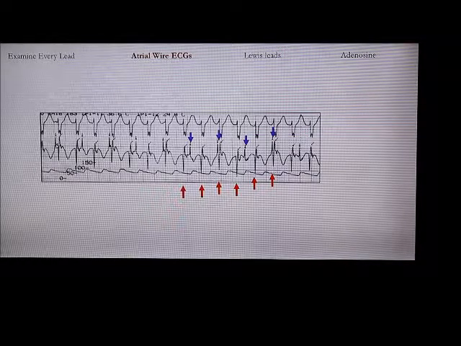So which one is the A? Which one is the V? I just go to the surface. So here in the surface, this is the QRS. This is the QRS, this is the QRS. So that means this one is the atrial spike. Make sense so far? Dr. Mohamed Attia.